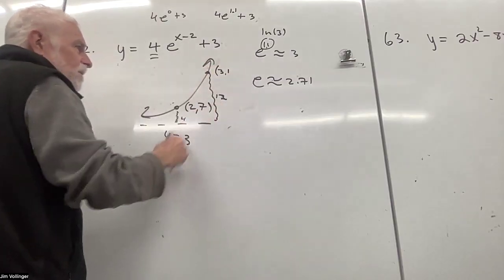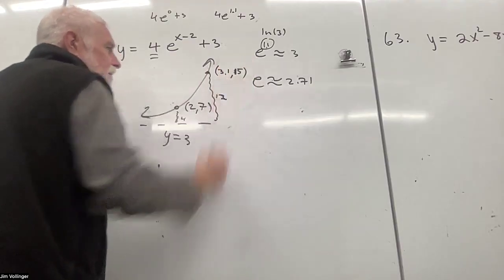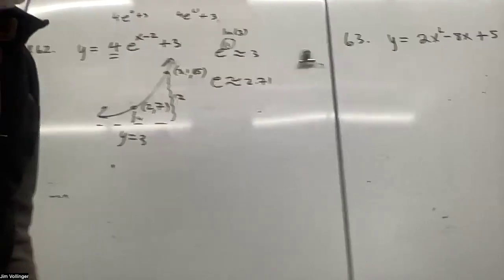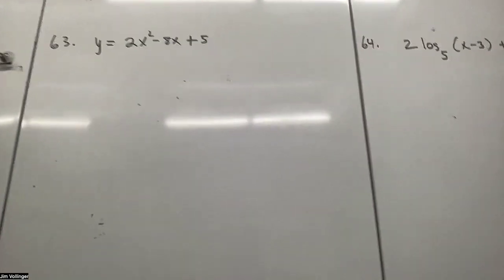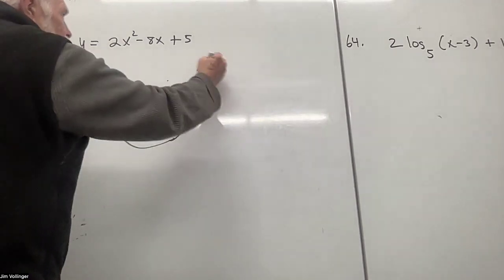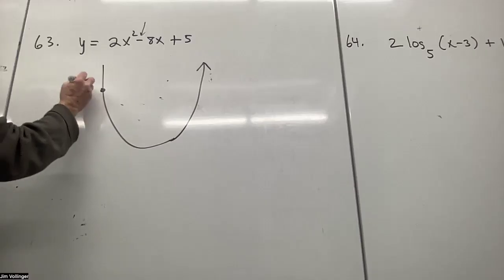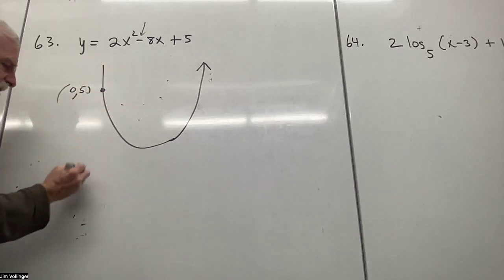And if I do 12 plus 3, I get 15. That was quick. 2x squared plus 8 minus 8x plus 5. So I'm going down, then up. Down is where my y-intercept is. We can prove it by doing minus b over 2a.